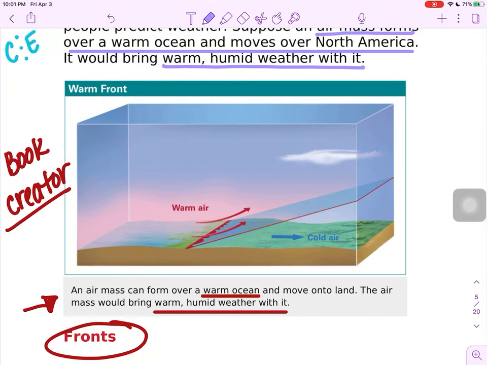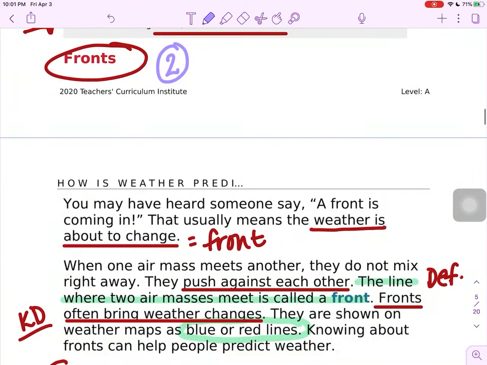All right, so here's our second topic of this section, fronts. So you may have heard someone say, a front is coming in. That usually means the weather is about to change. So that is what a front is. When one air mass meets another, they do not mix right away. They push against each other. The line where two air masses meet is called a front. Fronts often bring weather changes. They are shown on weather maps as blue or red lines.